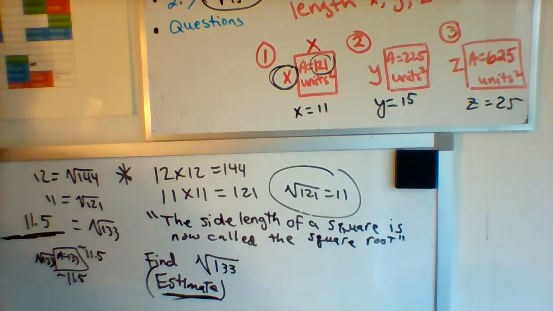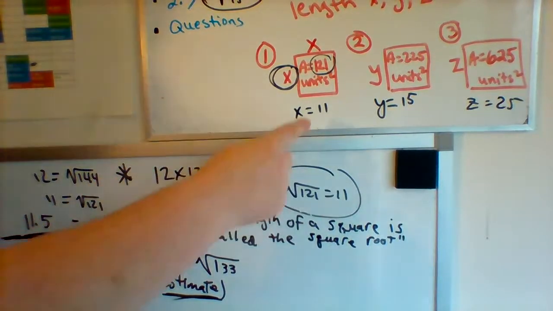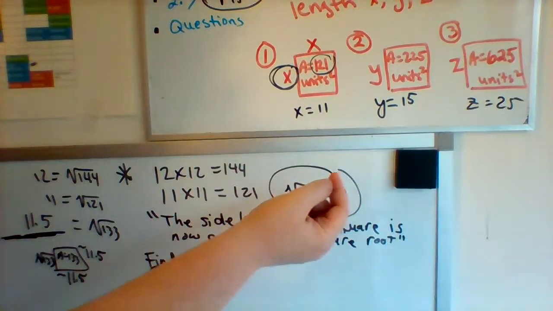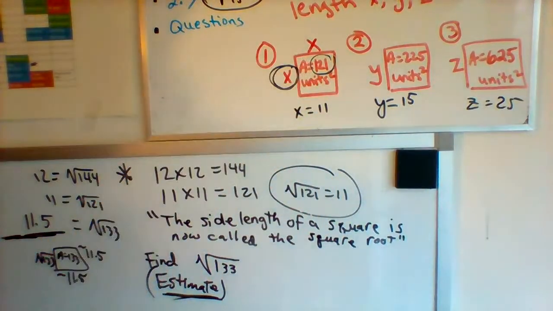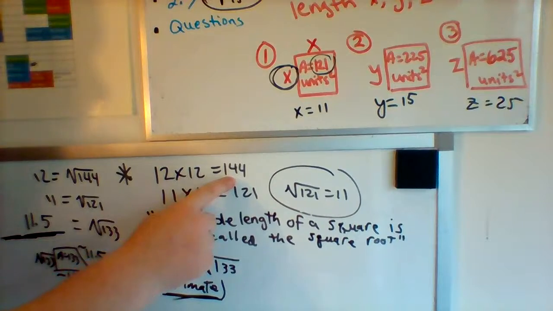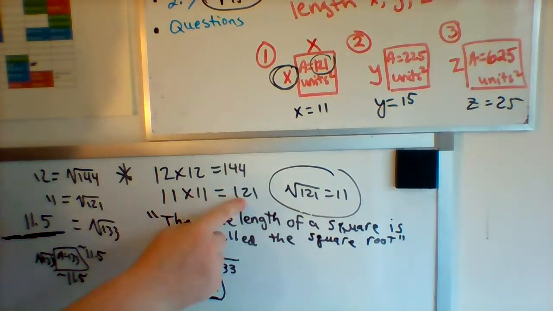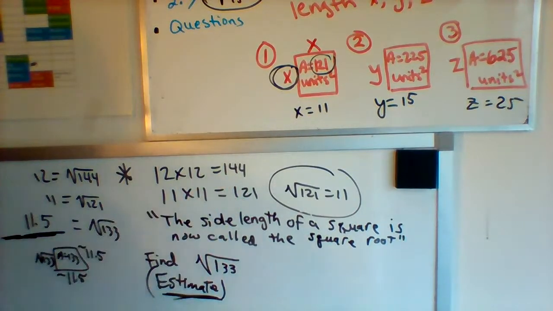If you want to check her work, I'll let you use a calculator. But I don't mean type in the square root of this. Test it the other way, right? Because we could say 11 times 11 is 121, right? If 12 gives 144 and 11 gives you 121, it has to be a decimal. So that's why I said 11.5.